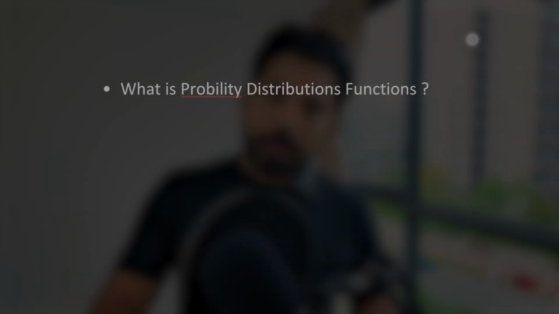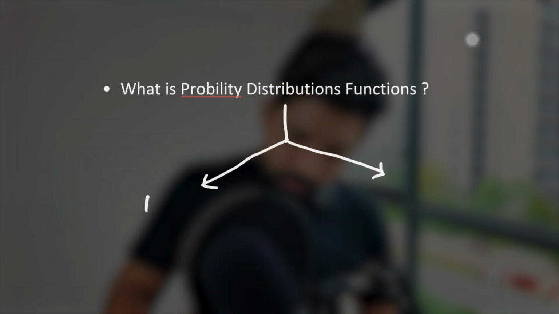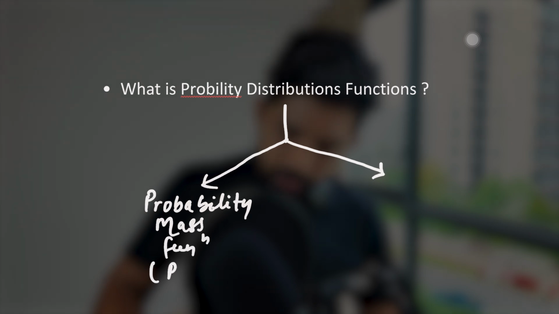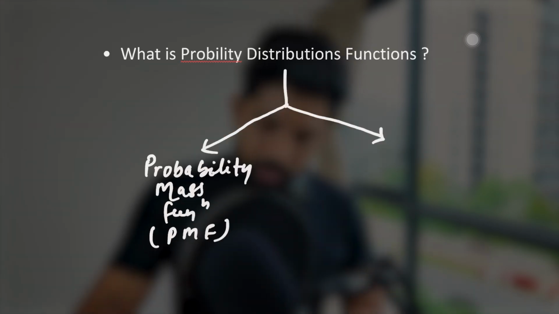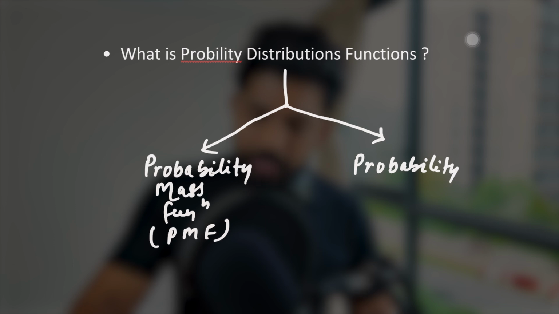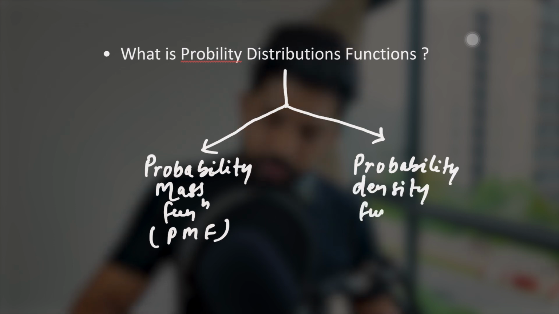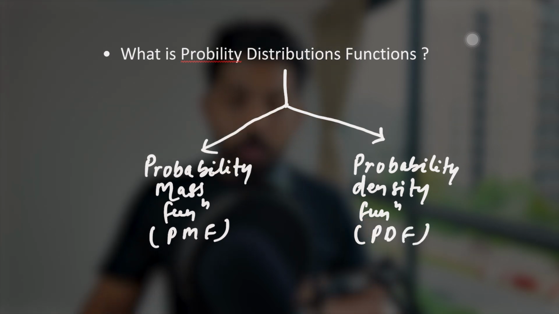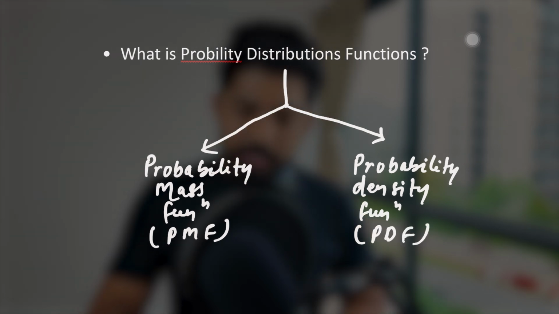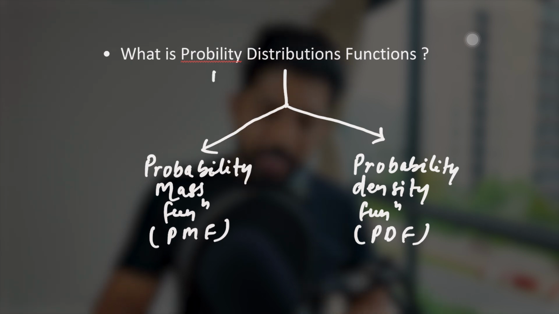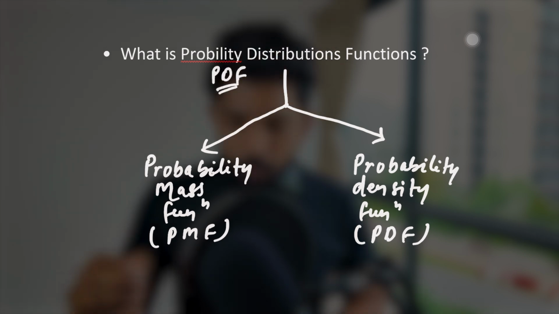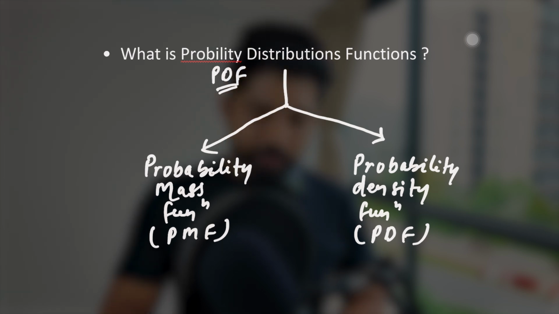Okay, now let's understand the probability distribution functions. Basically, here we have two types. One is probability mass functions, also known as PMF, right? Another is probability density functions, also known as the PDF. Make sure you don't get confused between this PDF and the other PDF. Some books or some tutors also write it as PDF, but most of the time the probability density function is known as the PDF, right? So we'll take this one.